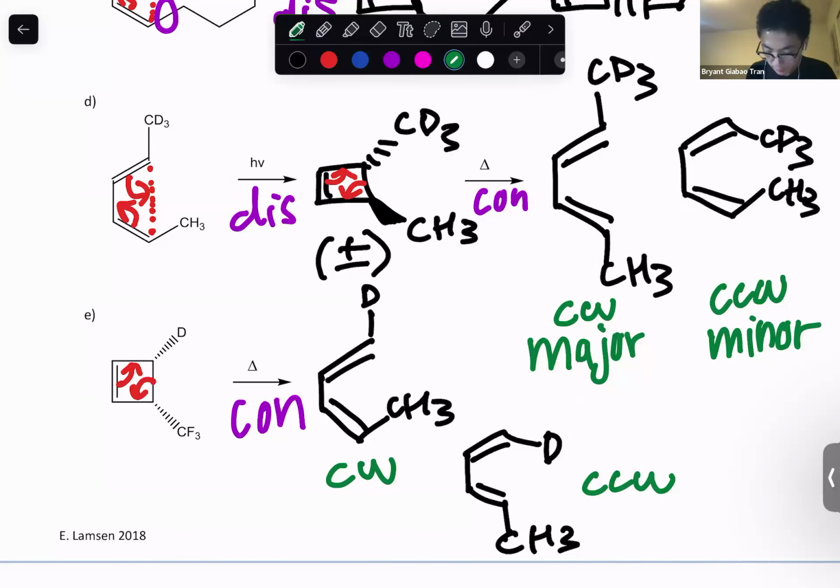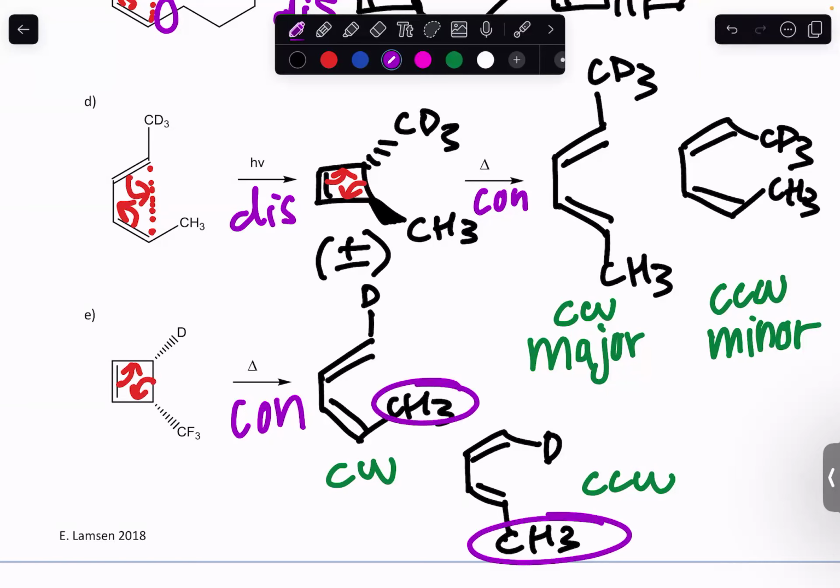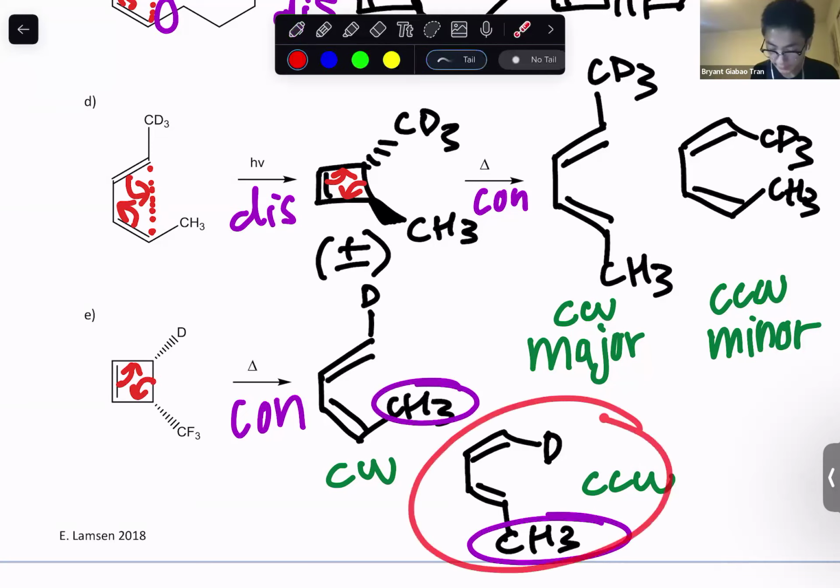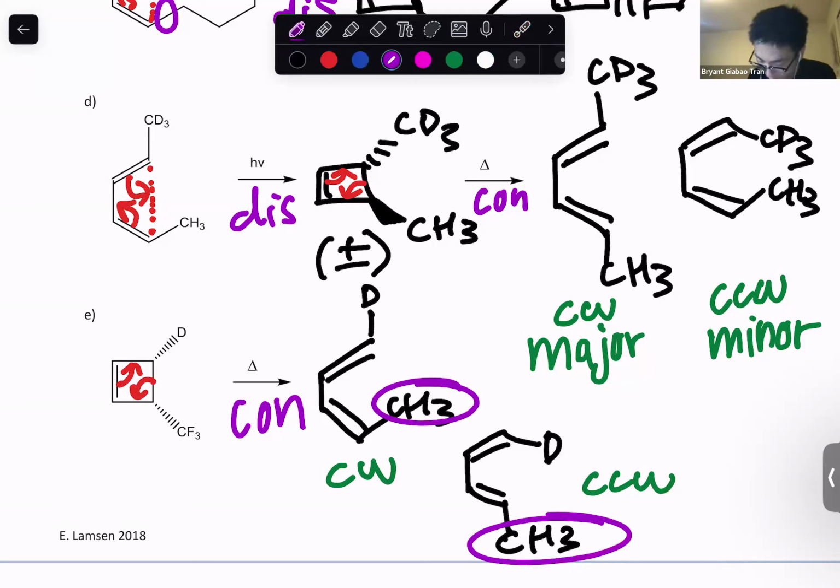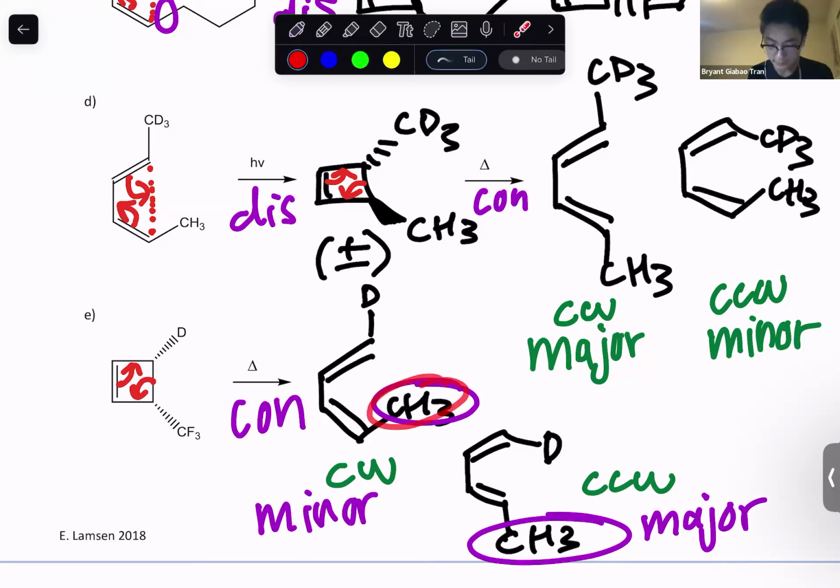The major product will be the one with the bulkiest group on the out position. Our bulkiest group here is this methyl group, right? And we want the methyl group to be on the out position, which is this right product here, which makes that our major product, and this our minor product because of steric hindrance. This has more steric hindrance because it's closer into this system here. It's more crowded.